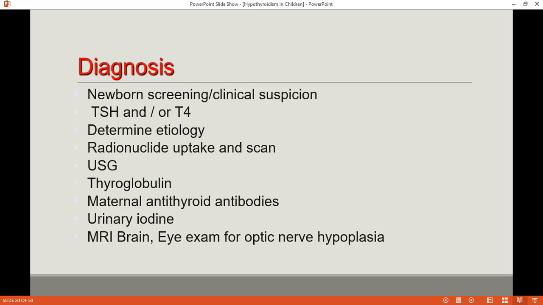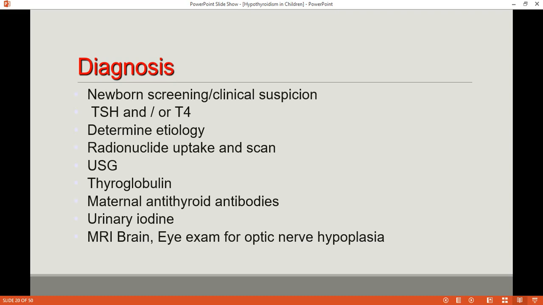To determine the etiology, sometimes we do a radionuclide scan or thyroid scan or ultrasound to detect whether there is ectopic thyroid or thyroid agenesis. So the thyroid scan and ultrasound will tell whether the thyroid gland is present or not, or whether it is ectopic, hypoplastic, or agenesis.